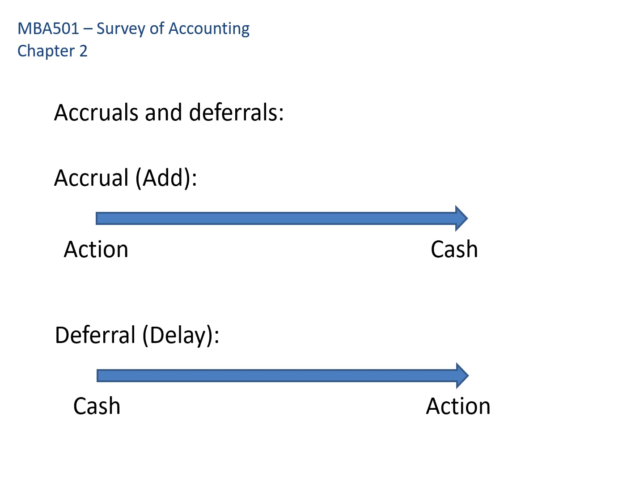So one way to think about accruals and deferrals, those are words you probably don't use very often. So accrual is something that we want to add to our accounting records in a particular period. That's when an action happens now, but the cash is going to happen later. Maybe I did work for you in December, but I'm not going to get paid until January. I want to add that to my books. I want to record that this year.